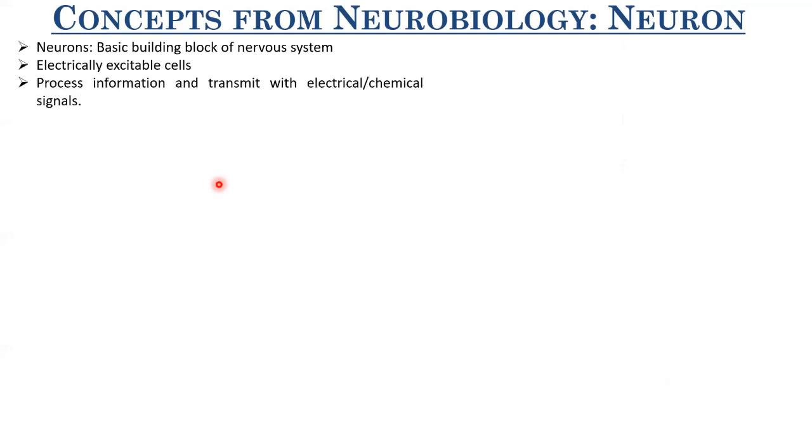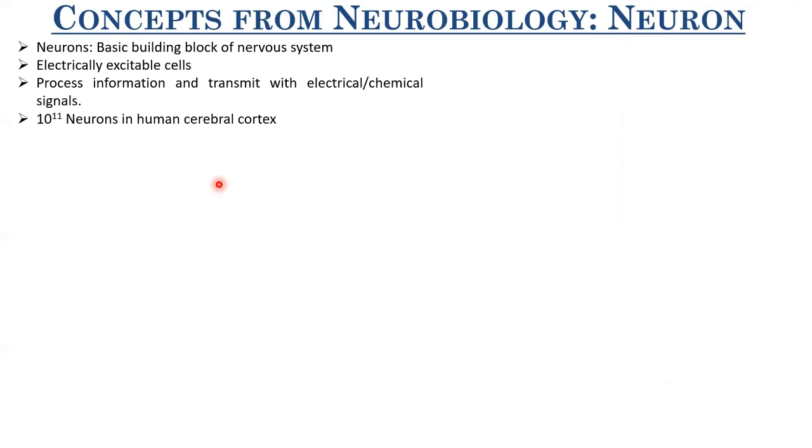So first, let us try to understand one of the basic building blocks of this neurobiological system, which is your neuron. So what exactly is a neuron? A neuron is nothing but the basic building block of the nervous system. It's an electrically excitable cell. It processes information and transmits it with the help of electrical or chemical signals.